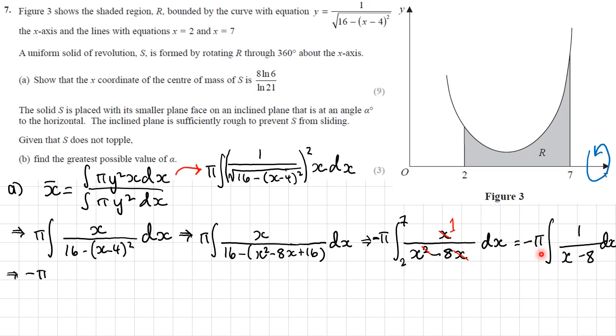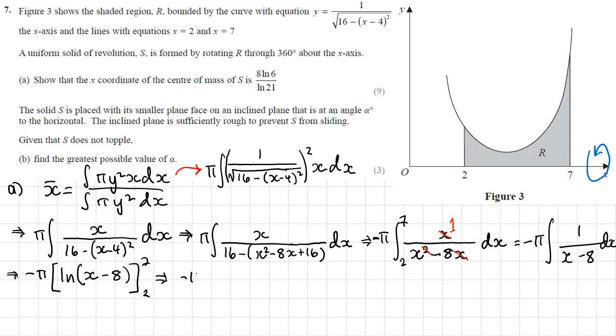So that's basically just going to be log of the bottom here. So natural log of x minus 8. So negative pi times the natural log of x minus 8, and then between these limits of 7 and 2. So let's substitute those in.